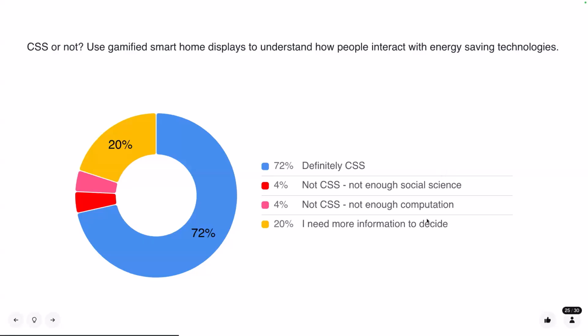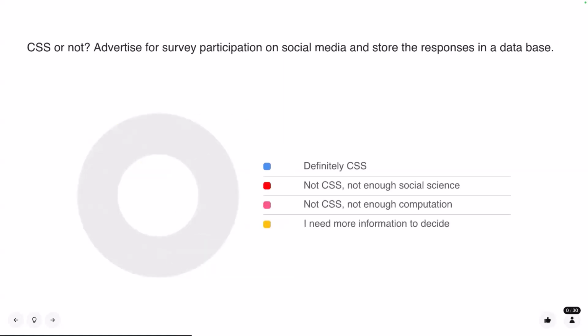So there are a few that have said there's not enough social science, but I want to draw your attention to the fact that we're looking at how people interact with energy saving technologies. So for me, that definitely hints at some social science research. But not enough computation? Using a gamified smart home display, I would think that that's gathering a lot of data that would be very useful for us to analyze, and it's definitely computational. Okay, so let's go on to the next example.